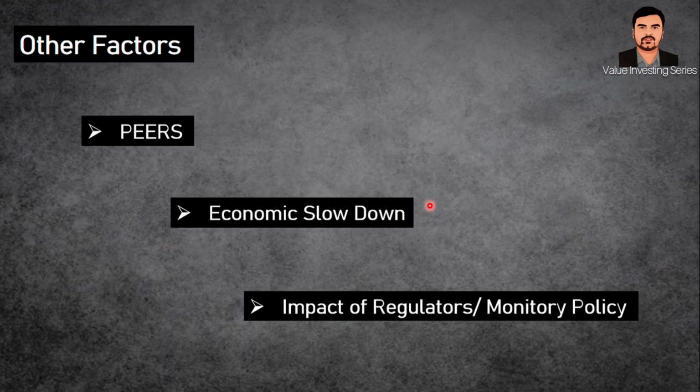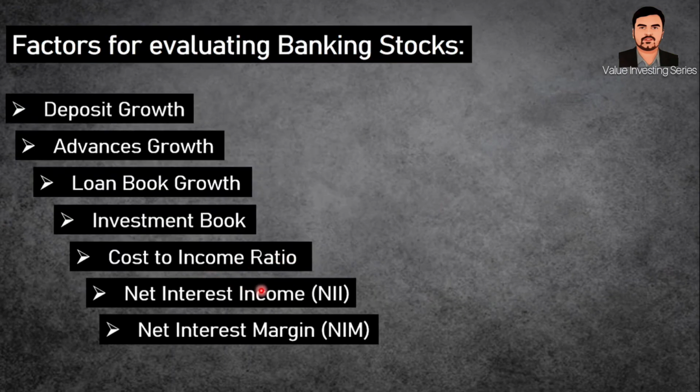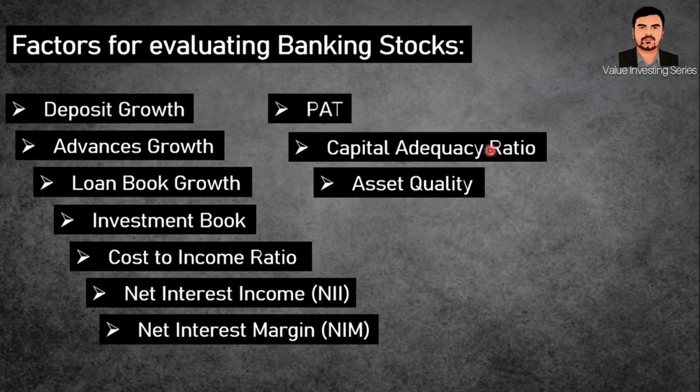So if you connect all the figures together, this also means that you are having a higher net interest margin, because you are having a higher net interest income. You are having a low cost to income ratio. You have a good investment book. Your loan book growth rate is also high, and your deposit growth is also high, maintaining a higher CASA ratio. Hence your PAT also is higher, because you are having good asset quality with lower NPA.